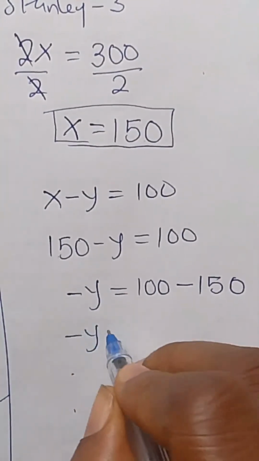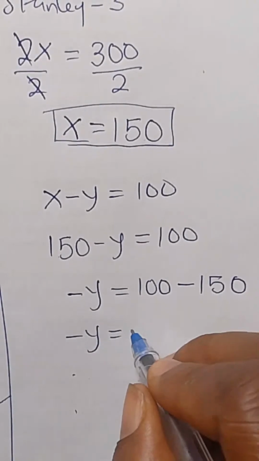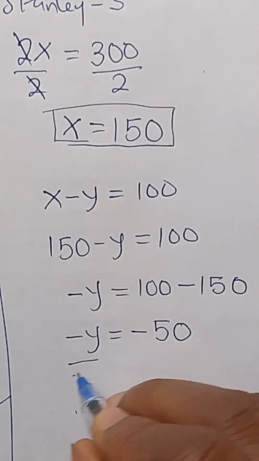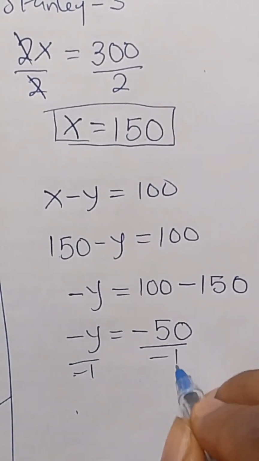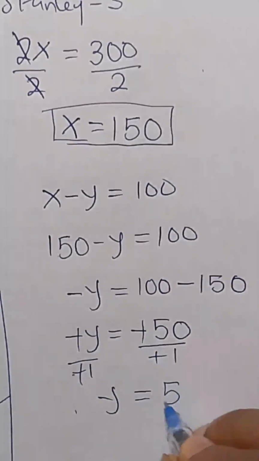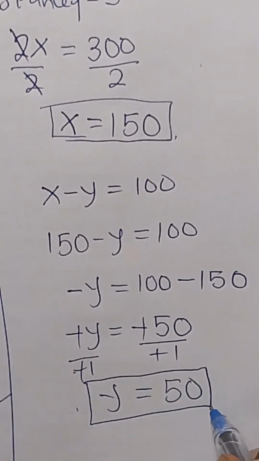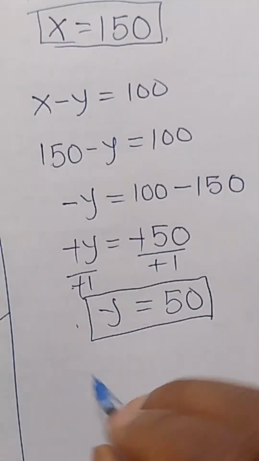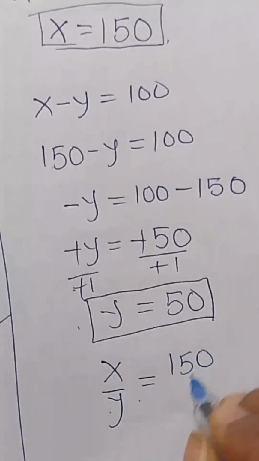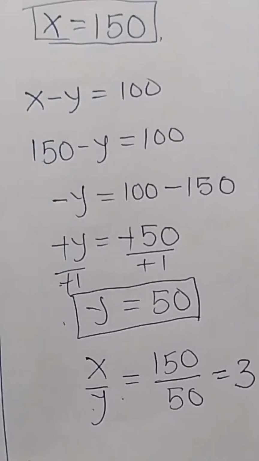Then this is minus y. Now 100 minus 150, we are subtracting a bigger number from a smaller number, so we have minus 50. To take away this negative, we divide by minus 1. The minus cancels and we have y equals 50. So our x is 150, and our y is 50. The question says x over y is equal to what? X over y is equal to 150 over 50, equal to 3. All right?